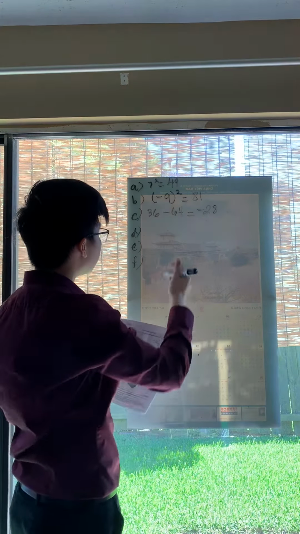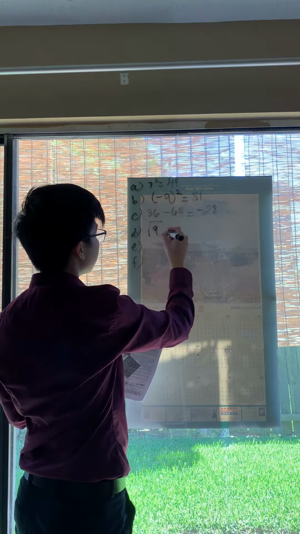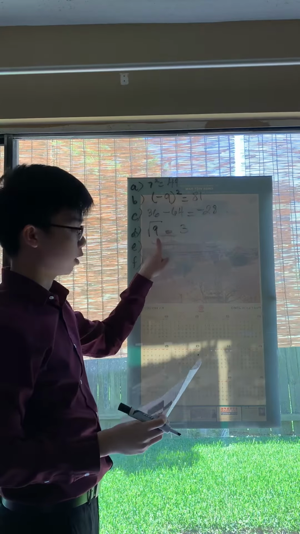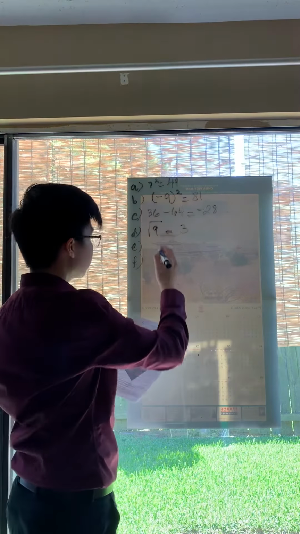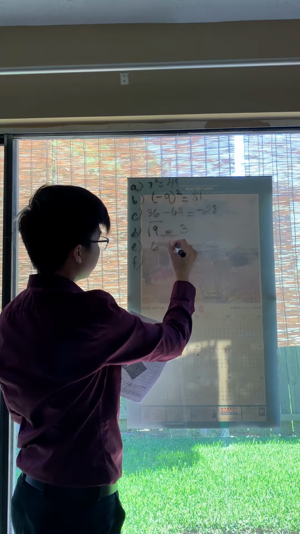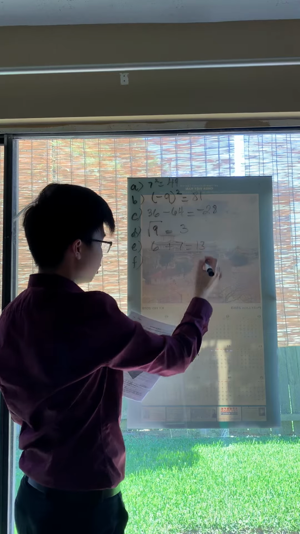All right, for D, root of 9 is 3, okay? So square root of 9 is 3 because 3 squared is 9. Okay, E is root of 36 is 6, plus root of 49 is 7, that gives me 13.